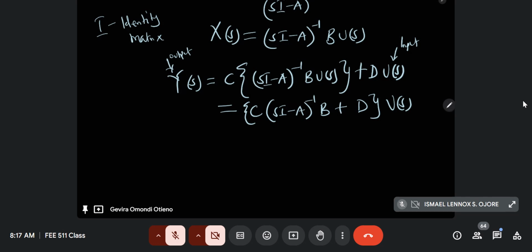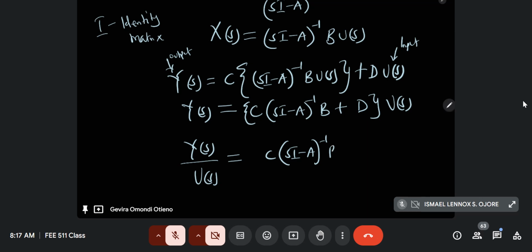So let me make this Y of S, and now I move step by step. So Y of S over U of S, therefore, becomes C into SI minus A inverse B plus D. So this is what we refer to as our transfer function. This is our transfer function.